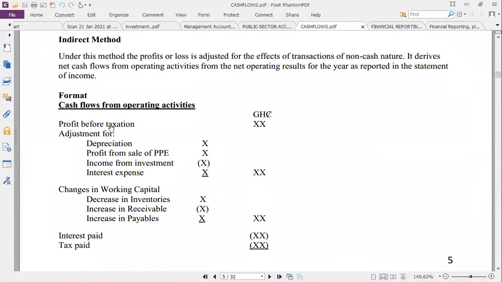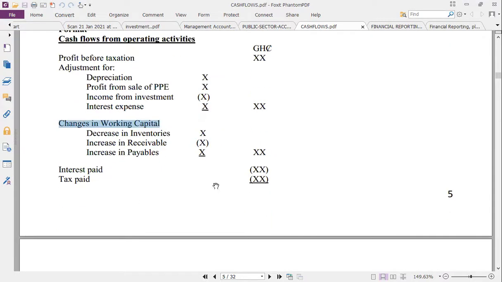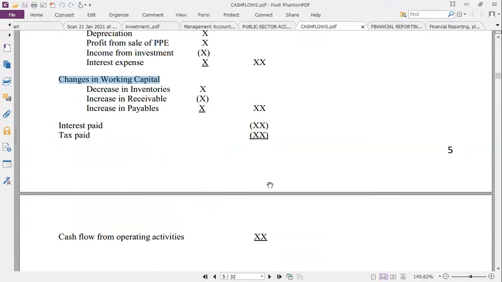So we start with profit before tax. Then you start the adjustments. Here immediately you add back the interest expense. Then you adjust for depreciation and all the other income. You know the examples of other income, which include income from investment, profit or loss on disposal. Then you adjust for changes in working capital, and the rest we are done. So this is the structure that we are going to use. So I'm done with the format.